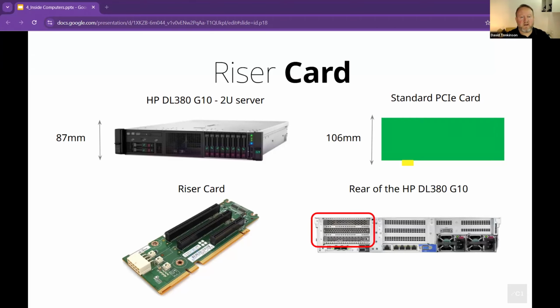Here's the rear of an HP. You can see at the back, these are all available slots because they are horizontal and not vertical, and that plugs into a daughter card. Good. Any questions around that?